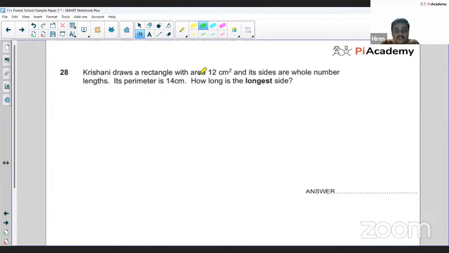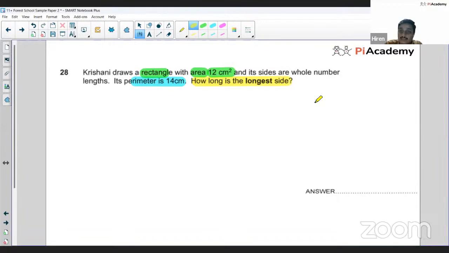Krishni draws a rectangle with the area 12 centimeters squared, and its sides are whole numbers. So whatever sides it has, length and width, they are whole numbers, okay? And the total perimeter is given as 14 centimeters. So the question is, how long is the longest side?